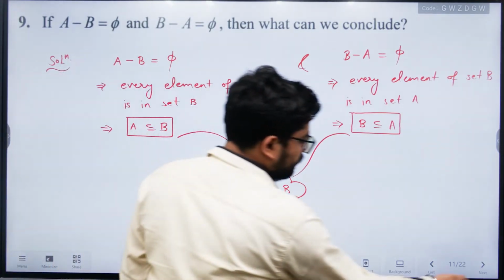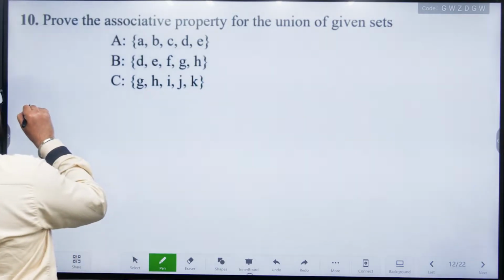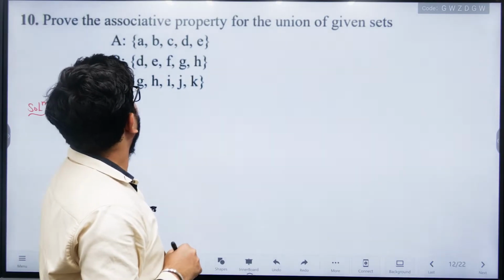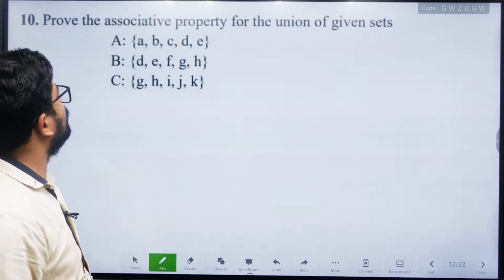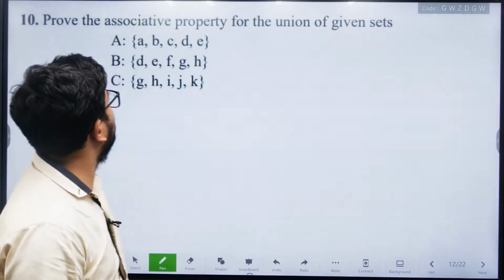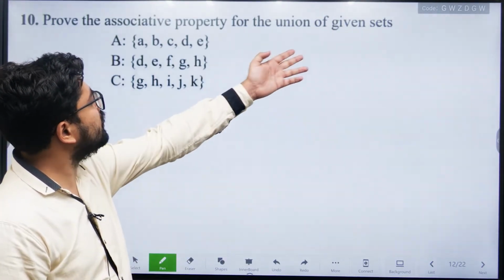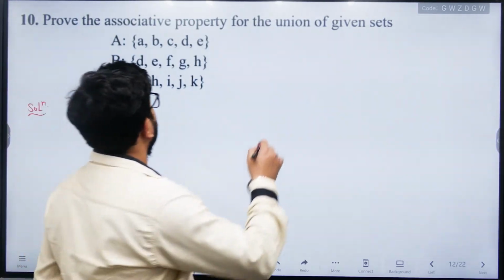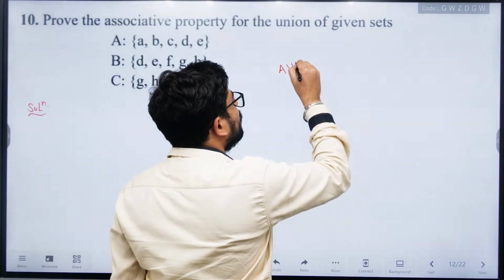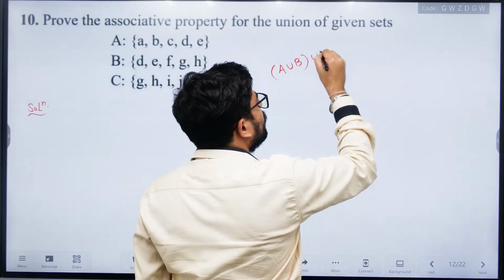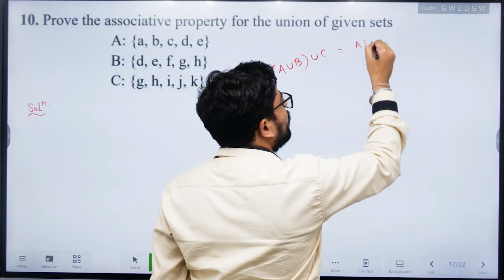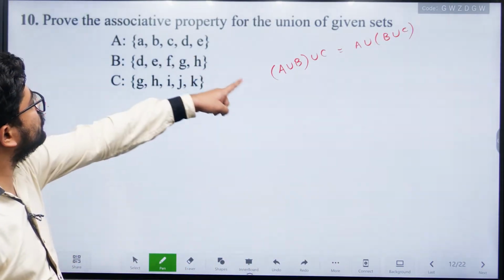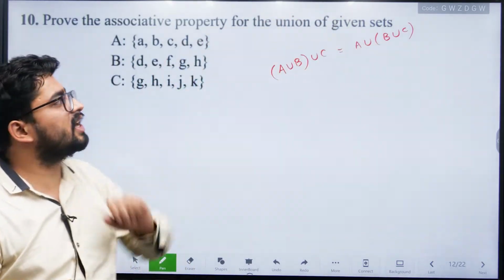Now next question. Solution is what? You have to verify or prove the associative property for the union of given sets. Okay, for the union of given sets. So associativity is what? Associativity is that A union B union with C is equal to A union with B union C. That is the associative property for the union of sets A, B and C.